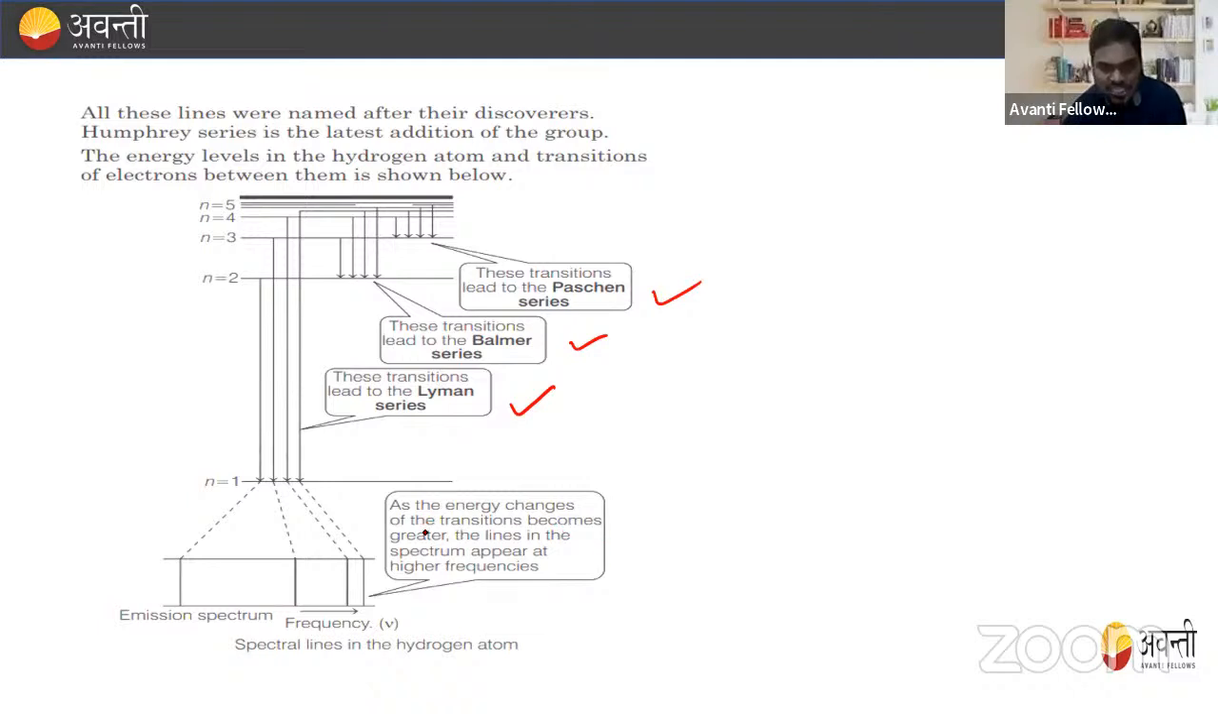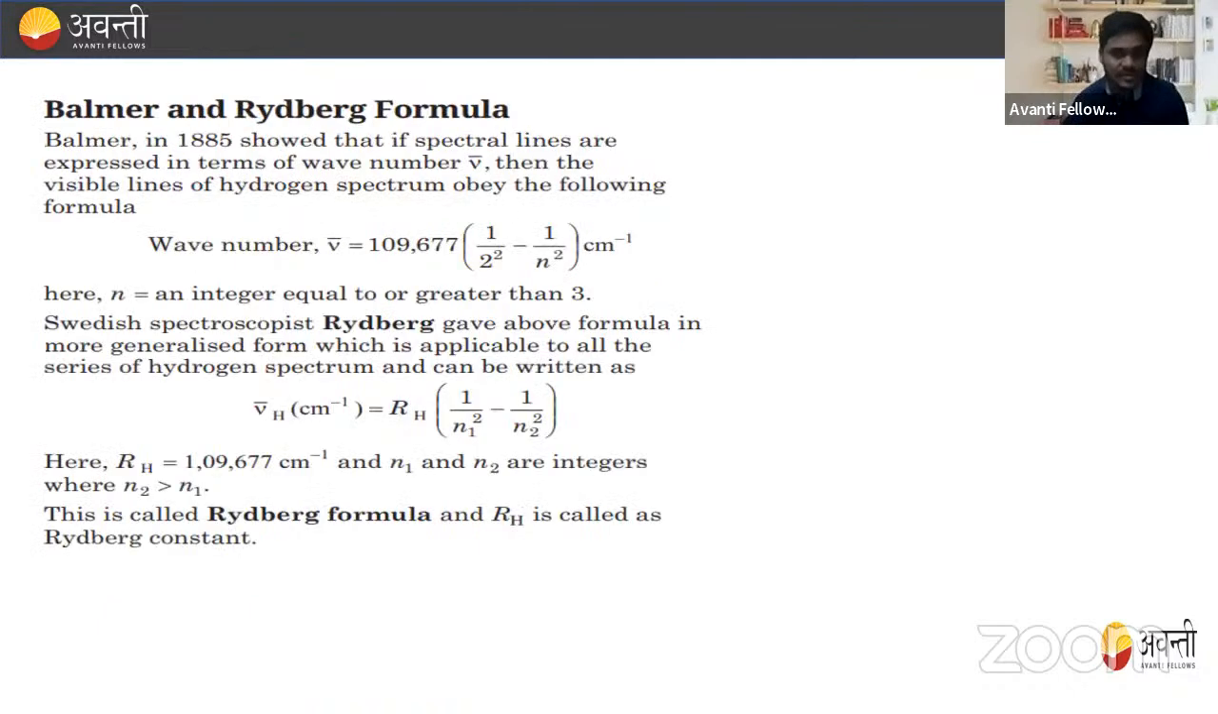As the energy changes of the transition become greater, the lines in the spectrum appear at a higher frequency, right? So as the energy goes up, the lines in the spectrum appear at higher frequency. This is how we can draw the spectrum for hydrogen.